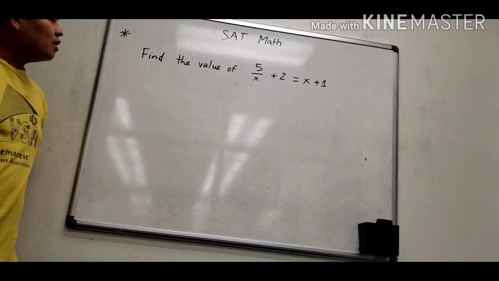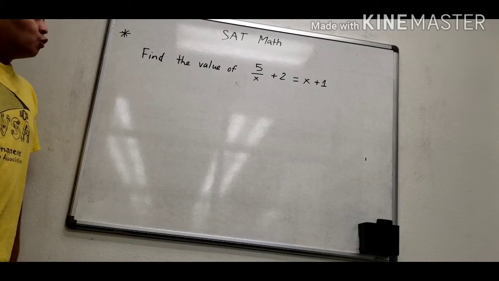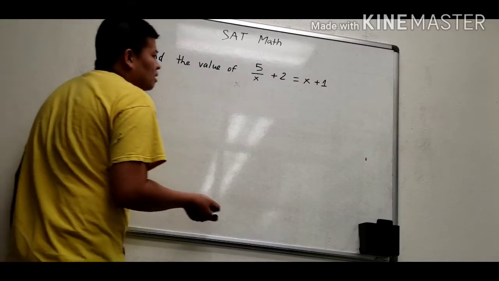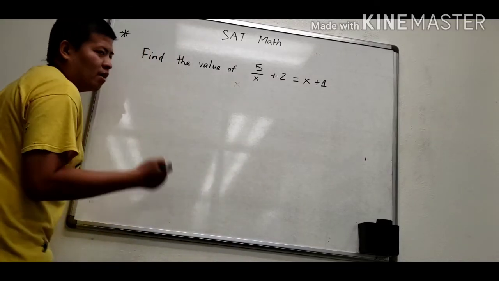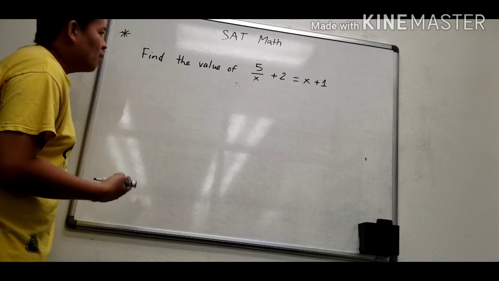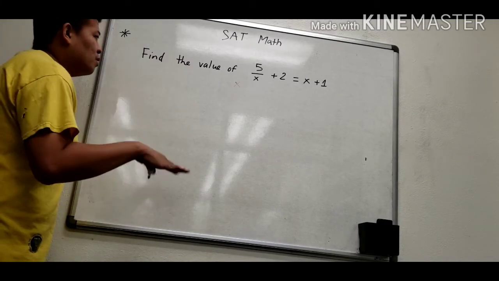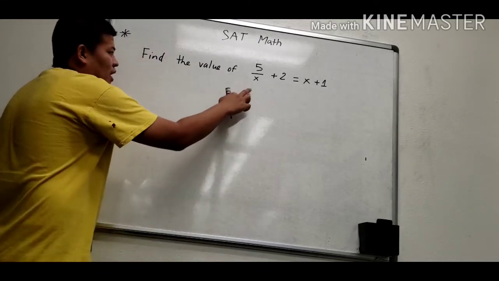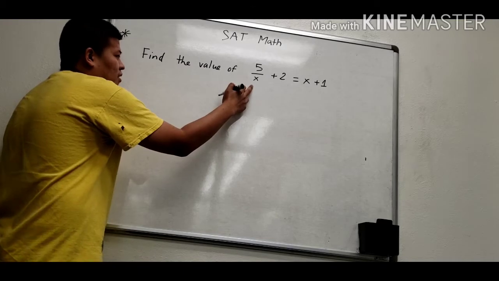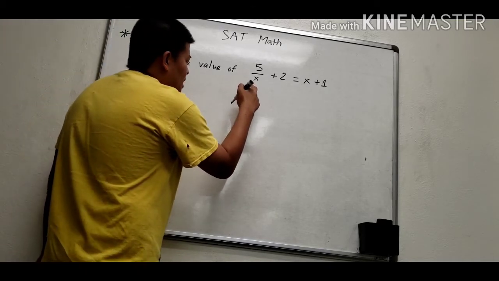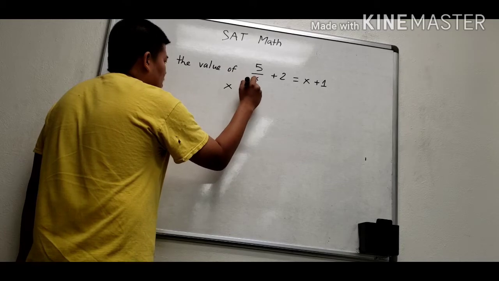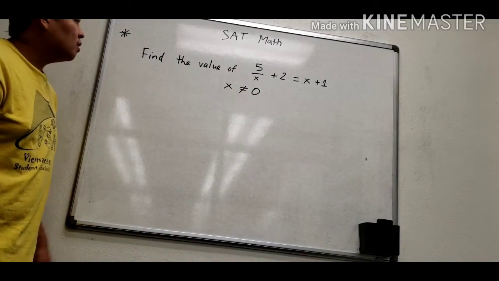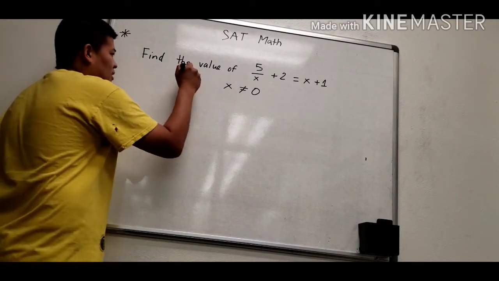Find the value of x in 5 over x plus 2 equal to x plus 1. In this one we will use the previous lesson about the quadratic equation, and I will show you how to do that. First, we have x in the denominator, and we should know that x cannot be 0 because 5 cannot be divided by 0. So we have the domain here.